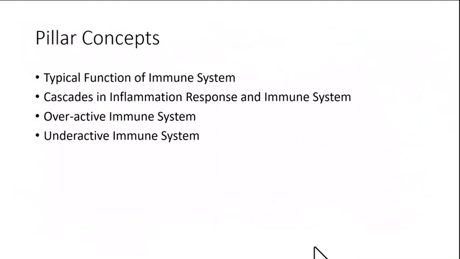So pillar concepts represent the most important things for this content. It's important for you to understand the typical function of the immune system, how it turns on, basically, which in this language we call a cascade, when it's working too hard, when it's not working enough. And so with that overactive and underactive, those are going to be specific conditions that you're going to learn about, right? Like lupus, rheumatoid arthritis, HIV, conditions like that, right? So that's what you can look forward to in this class's immune content.